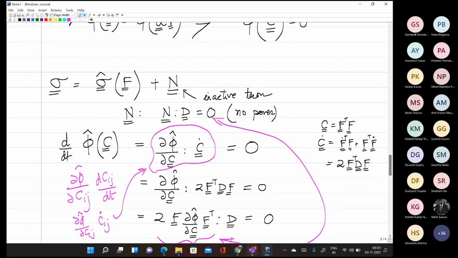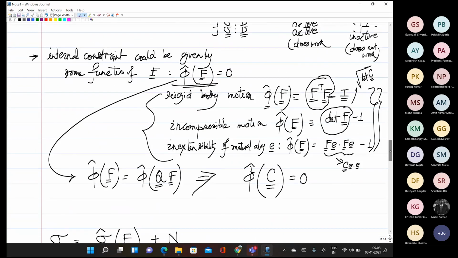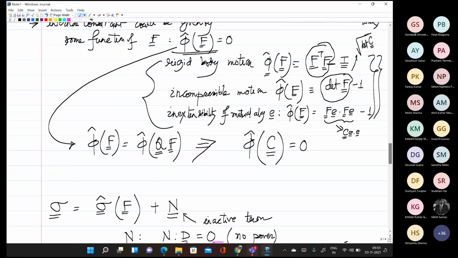Okay. And so normally, how do we know that it is not going to do any power? Basically, it is not going to do any work, this inactive part. Is it based on intuition, or are there experimental proofs also, based on which we decide when we put these kinds of constraints? Yeah, that's a good question.